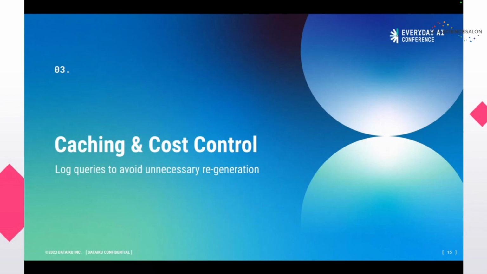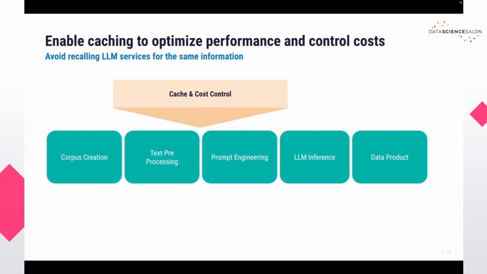So now let's look a little bit deeper into caching and cost control, how we can log queries to avoid unnecessary regeneration. So if we look at our pipeline, how can we enable caching to optimize performance and cost controls? Essentially, we want to avoid recalling LLM services for the same information. So let's remember our use case. Our customer success managers are putting in questions from our customers about Dataiku.